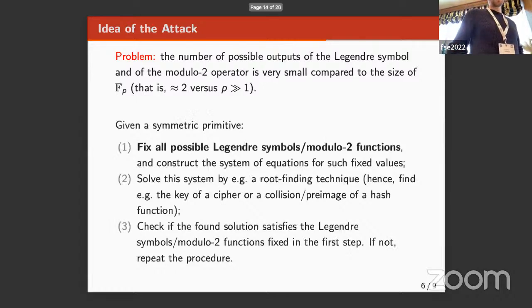So what is the idea? Well, we can break a primitive instantiated with one of these functions using this approach. We can fix all possible Legendre symbols or the modulo 2 functions, and then we construct the system of equations that describe the primitive. Then we solve the system using, for example, root finding techniques, factorization, Gröbner basis, whatever you like. And finally, we can check if the found solution satisfies the Legendre symbols that we fixed in the first step. If this is the case, we found a solution. If not, we just repeat.